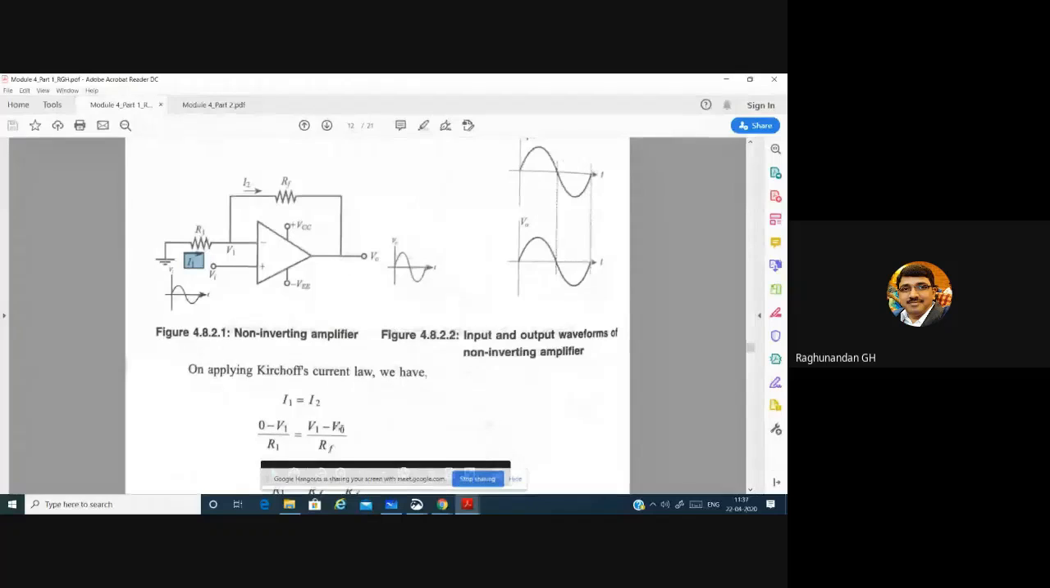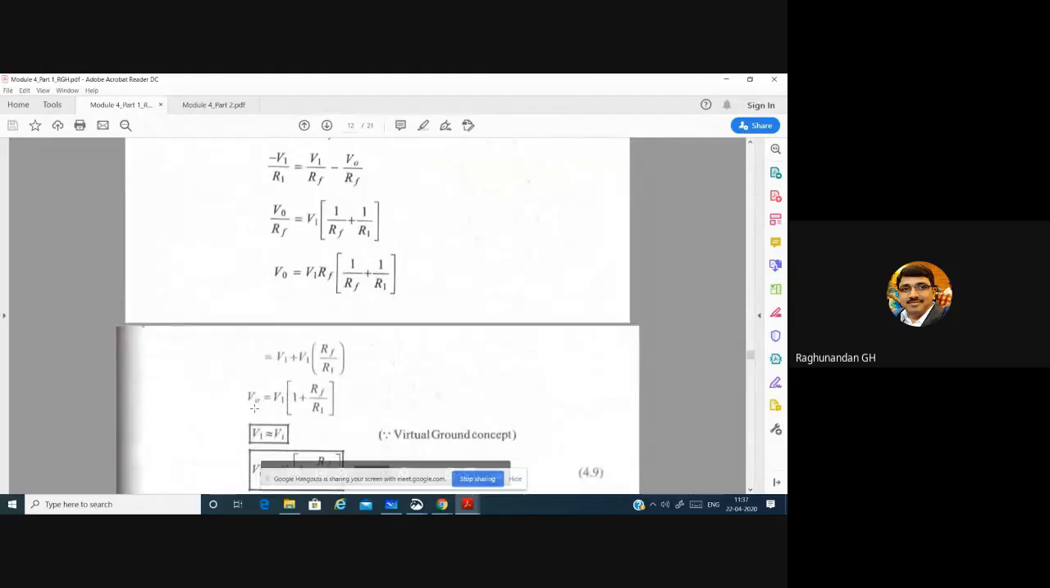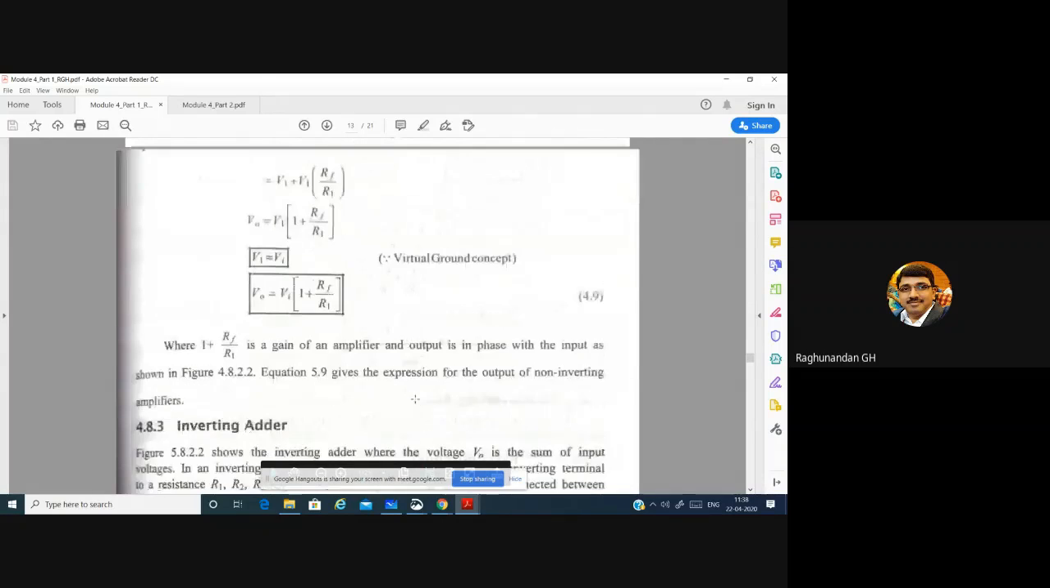After that, we will rearrange it. We will get an equation. V0 is equal to V1 into 1 plus Rf by R1. Also we know that according to the virtual ground concept, this input Vi becomes V1. So V0 is equal to Vi into 1 plus Rf by R1. So 1 plus Rf by R1 is the gain of the amplifier we are having.